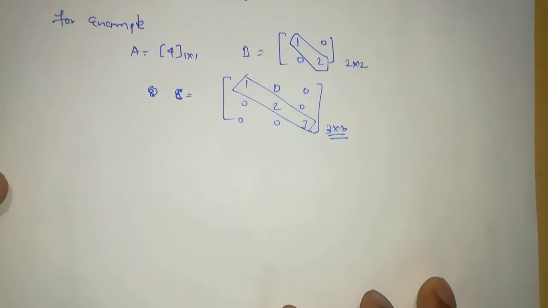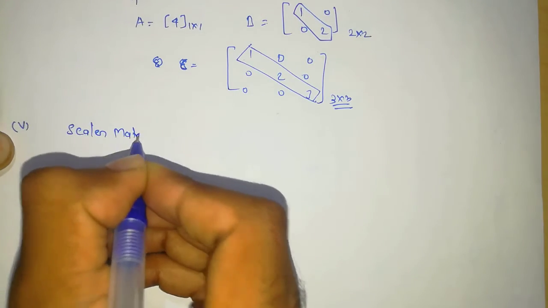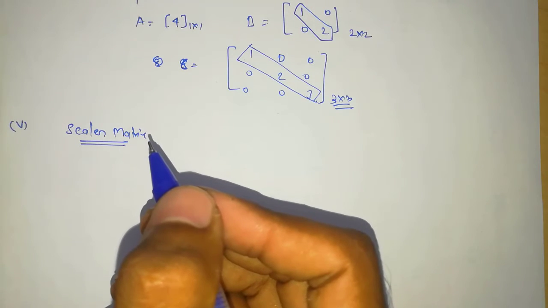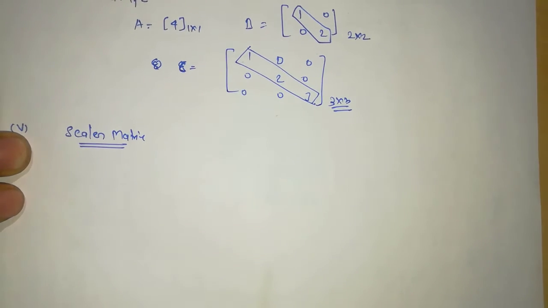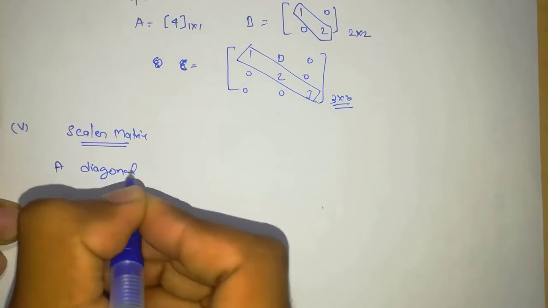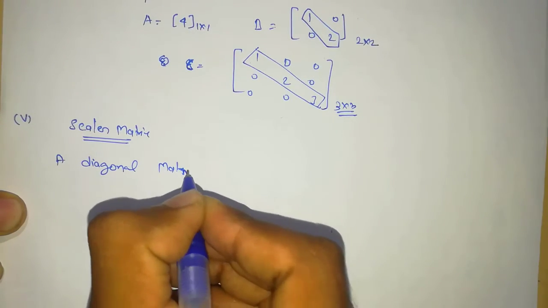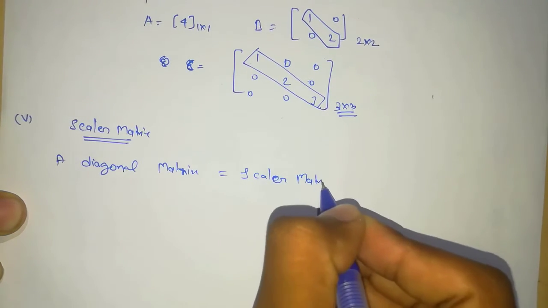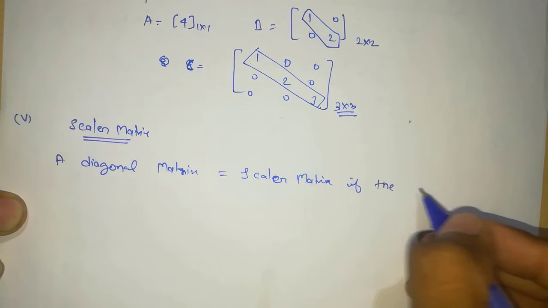Now the fifth one is the scalar matrix. A diagonal matrix is said to be a scalar matrix if the diagonal elements are equal.